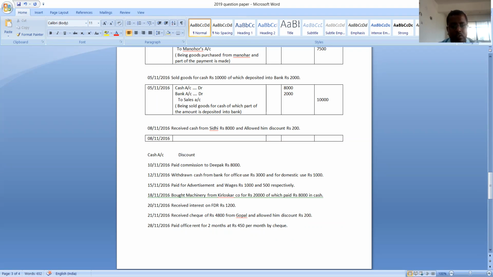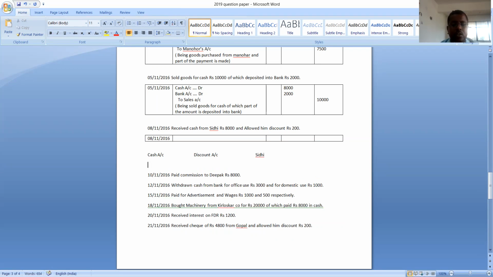So another one is a discount account. Yes, from whom you have received? You have received it from Siddhi. So these are three accounts which are involved in this particular transaction. One is cash account, another one is discount account, and the third one is Siddhi's account. Received cash from Siddhi. So cash is one account, then Siddhi is another account, and discount is one more account.